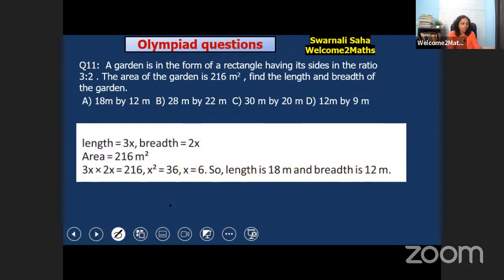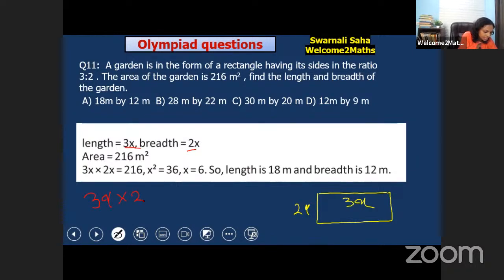Now I wrote all the things for you. You see 3x, there is a rectangle. Watch carefully. It is 3x and it is 2x. Fine. So 3x into 2x is equal to 216 because it is area. Area is A into B. So that is why 3x into 2x is equal to 216.